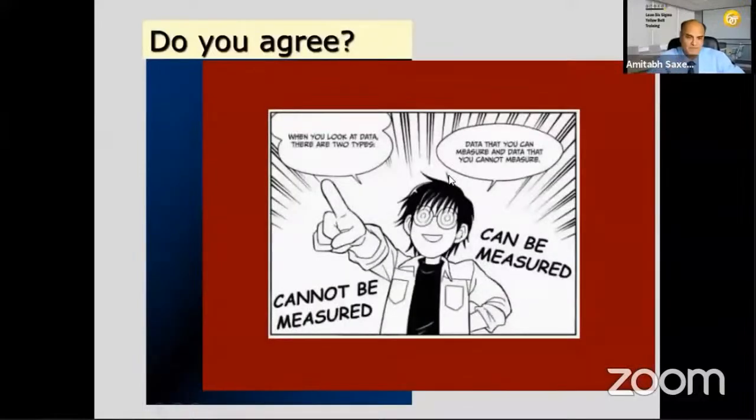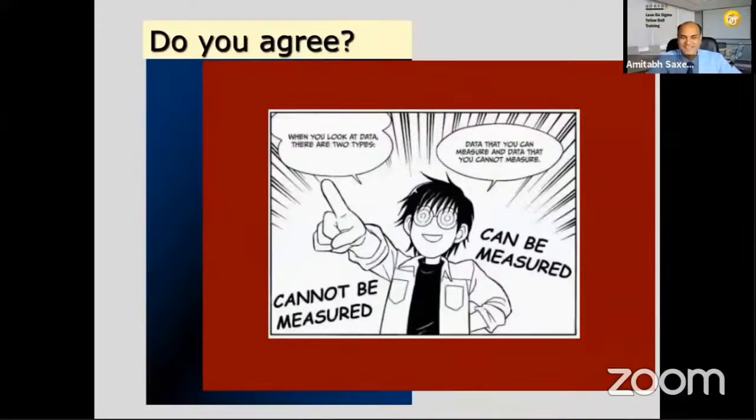Okay. Do you agree with the statement? There are two types of data. Some cannot be measured and some can be measured. Do you agree with that? You can write in the chat box. Some people are telling, yes, I agree. Most of you are saying agree. Some people are saying no.